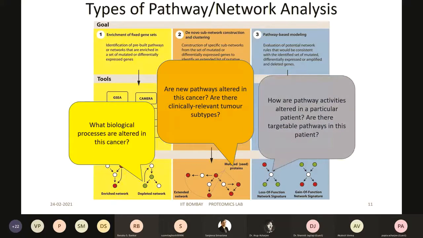And then if you do pathway-based modeling, the question you would be asking is: how are pathway activities altered in a particular patient? So it takes you to more of a precision medicine type of question: are these druggable targets? Can we design a drug for this patient? So all pathway or network analysis starts with your biological questions. It's very important to keep in mind that whenever you start your analysis, or rather design your experiment, your biological questions should be very clear.